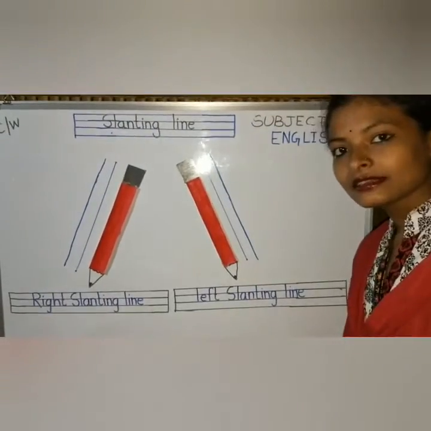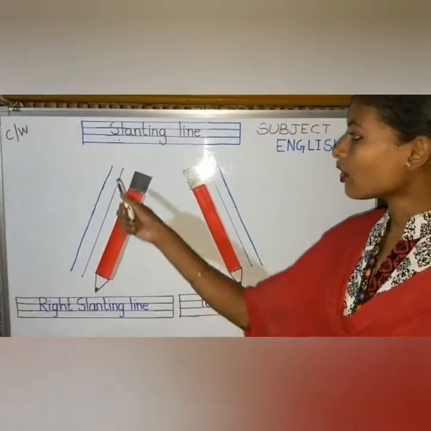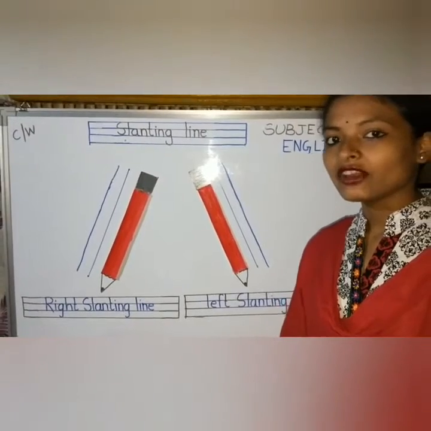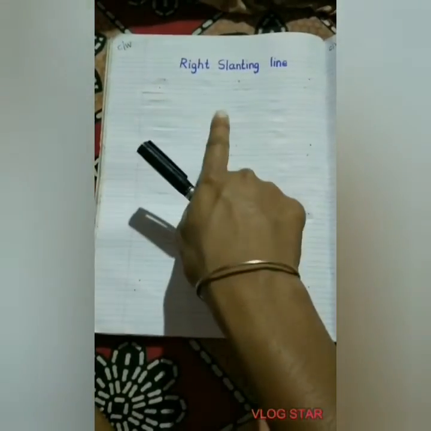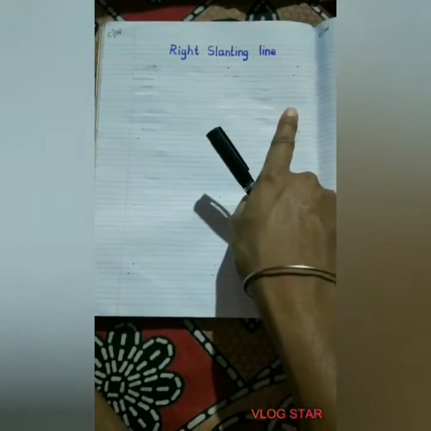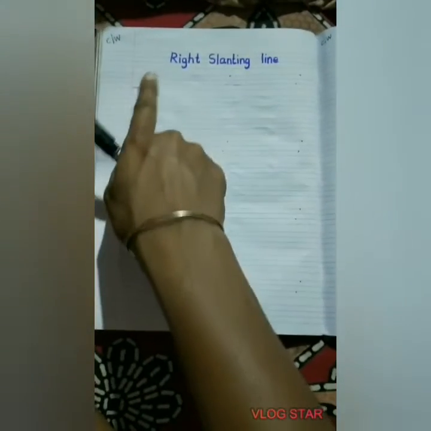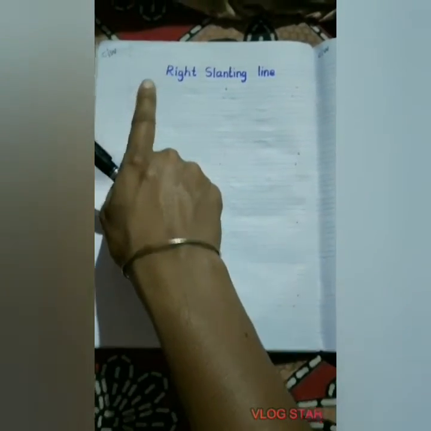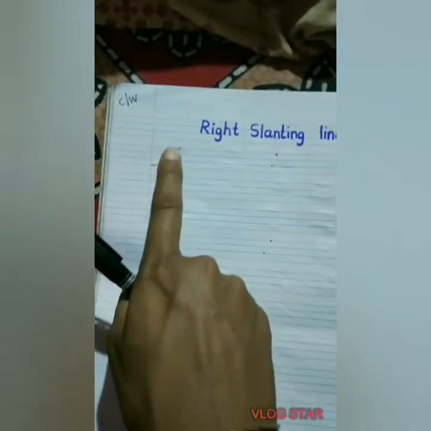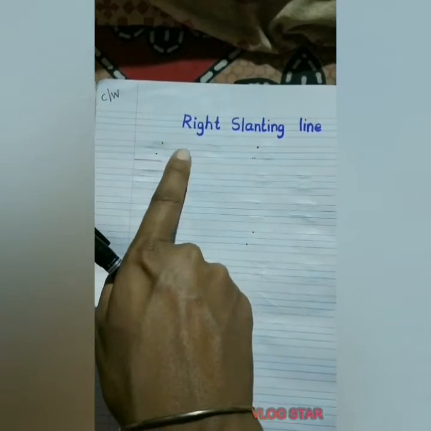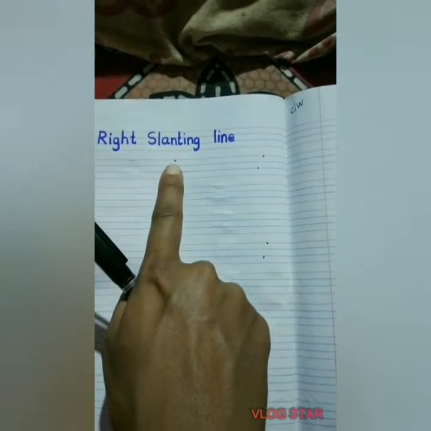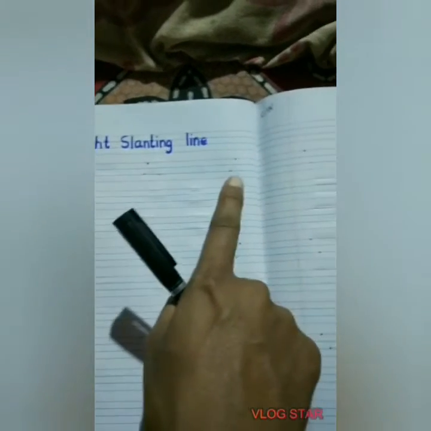Okay children? Now we can draw this slanting line in your English copy. Let's start. Let us draw right slanting line with the help of these dots. Look properly. First dot is little bent towards right. Look properly. Little bend towards right.